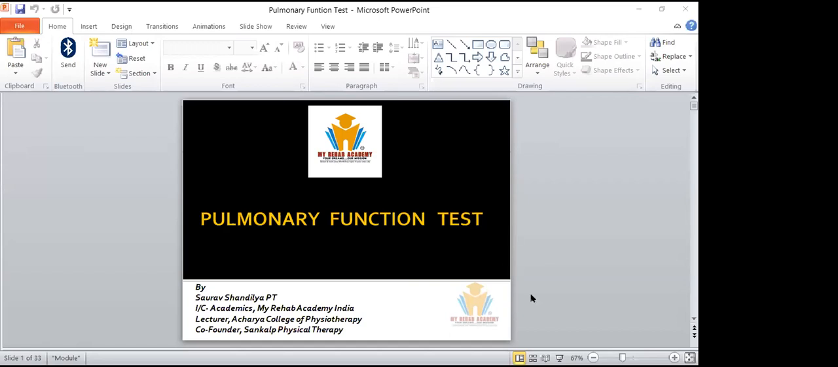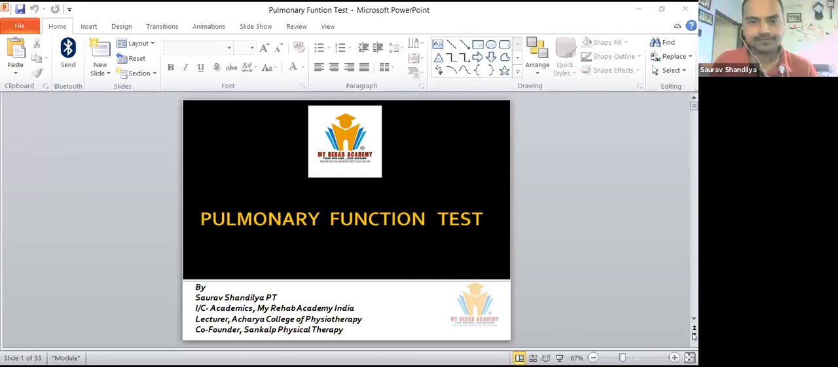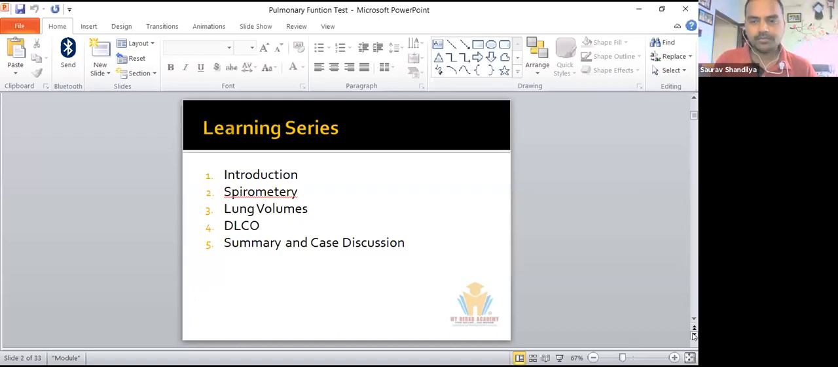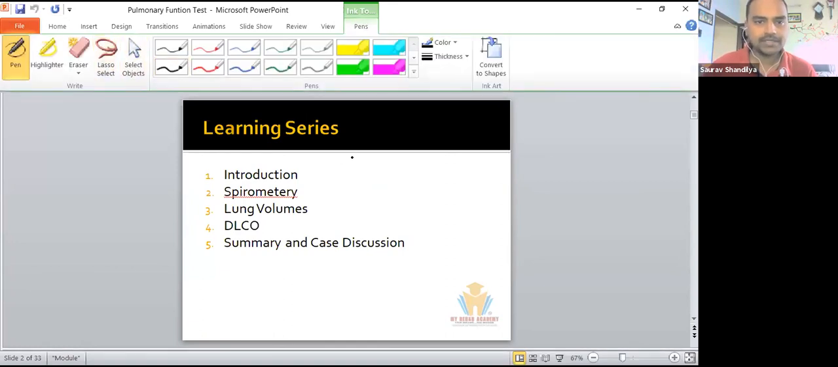So it's a pulmonary function test. How to interpret this? We'll be learning this through a series. First is the introduction, what is this? Then we'll talk about spirometry, then our lung volumes, then DLCO. What is DLCO? We'll be talking about this today, and how important it is when we talk about any sort of spirometry or PFT test. At last we'll have a summary and at least a minimum of two case discussions. I'll bring the case, and then we'll have a discussion, no worries.